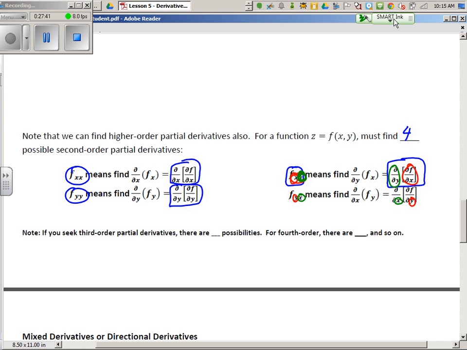If you seek third order partial derivatives, there's actually 8 possibilities, and for fourth order there'd be 16 and so on. So if I say, hey, find the third order partial derivatives, that means the third derivatives, and I give you a function that has x and y in it, like z equals x squared y, there are 8 of them. If I say find the fourth order, there's 16 and so on.